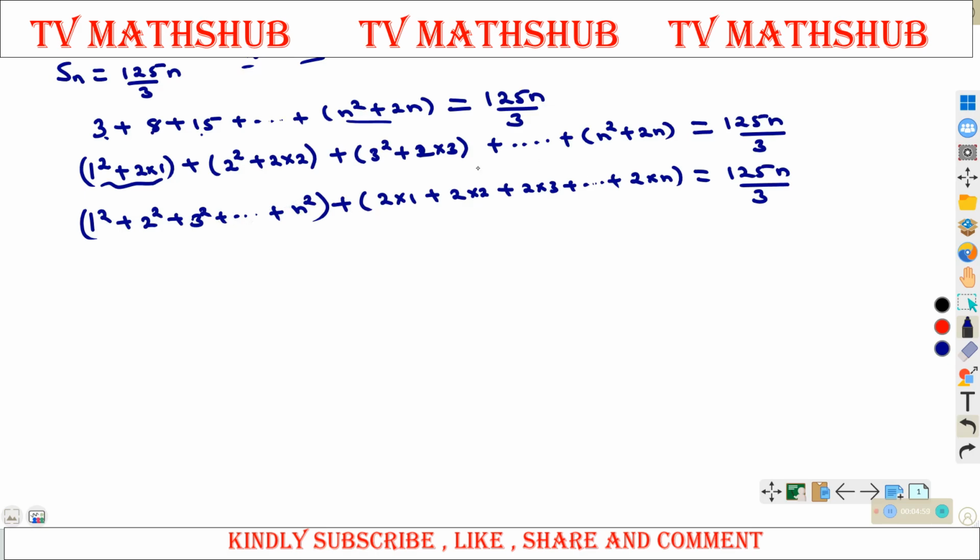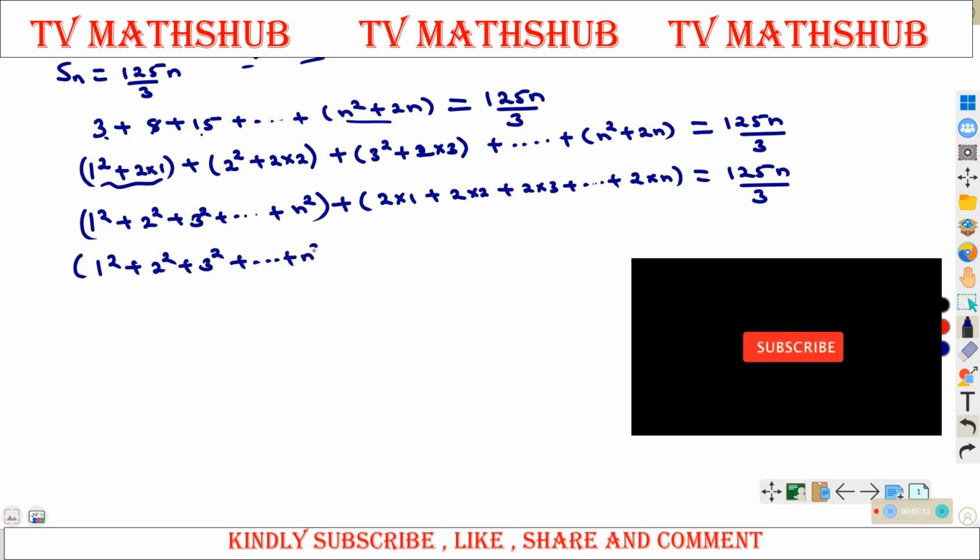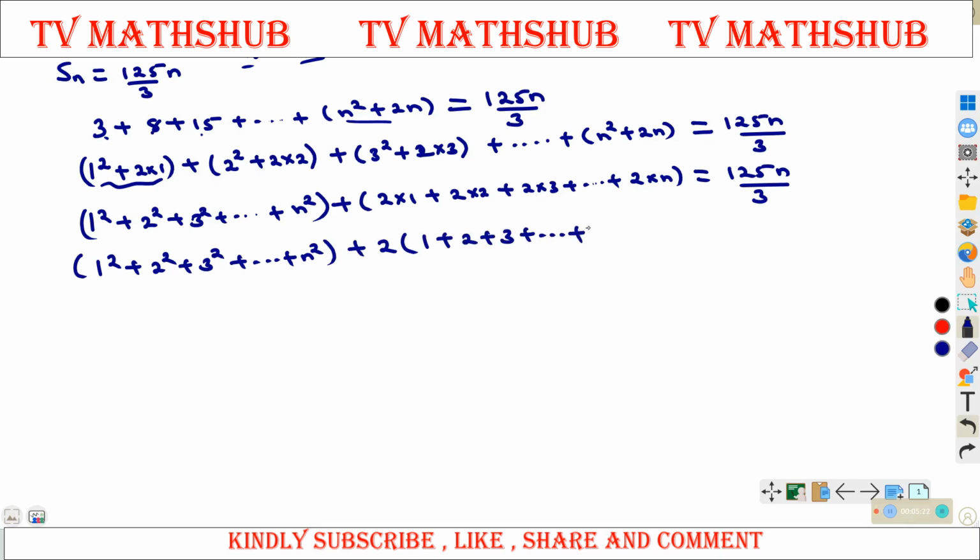Likewise, we can try to look at this and see that this 2 here is actually common throughout. So here we have 1 squared plus 2 squared plus 3 squared plus up to n squared. Then this one here can be written as 2 into 1 plus 2 plus 3 plus up to n. And this is 125n divided by 3.